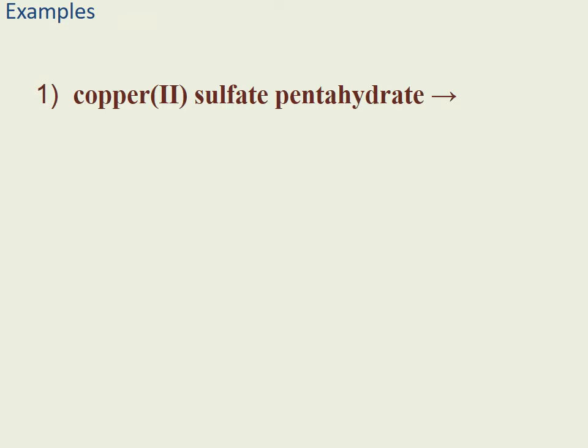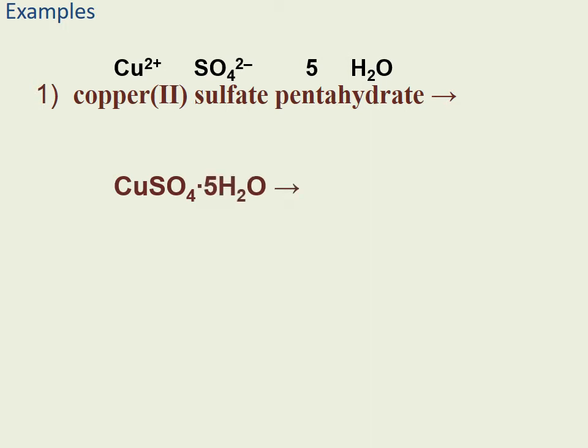Example 1, copper 2 sulfate pentahydrate. Copper 2 is copper with a +2 charge. Sulfate is SO4 2 minus. We bring that together, that makes CuSO4. We have penta, which means 5, and hydrate, which means water. So this is a hydrated salt. So I have to add 5H2O to the formula.